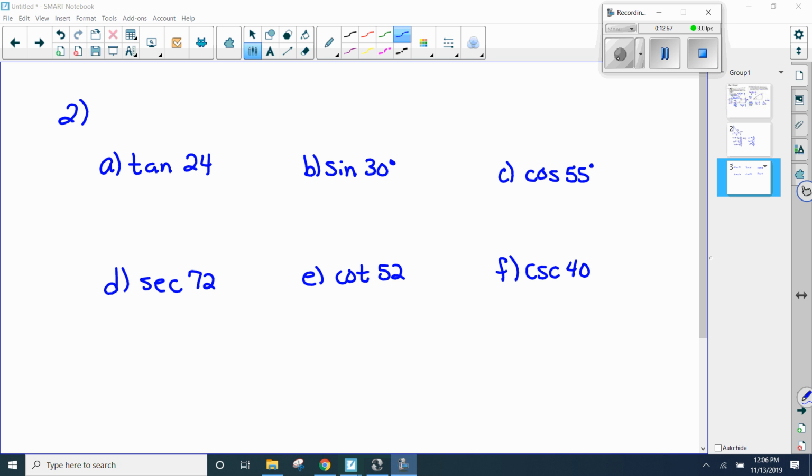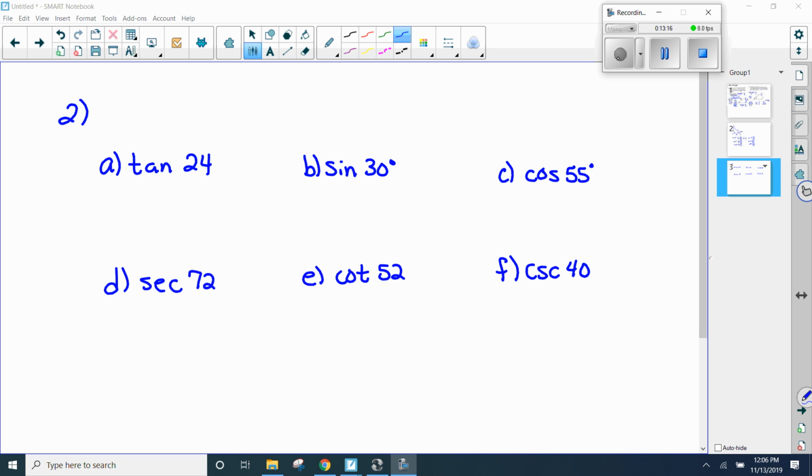So number 2 says use a calculator. You need your calculator. You just type in the tangent of 24. Well, don't lose your charger. Don't let it lay because people like to take it.